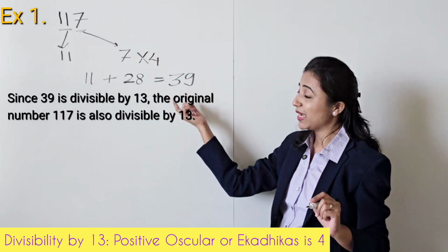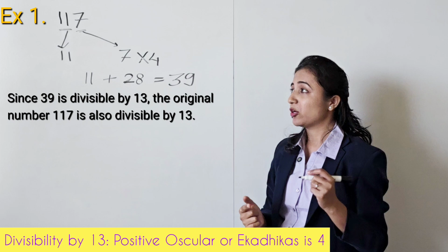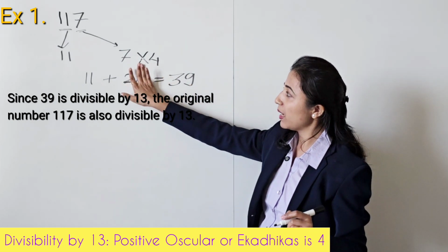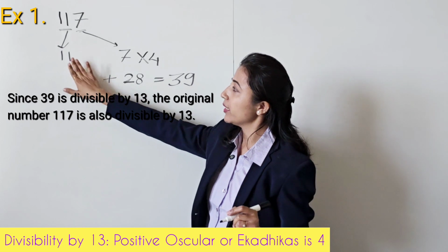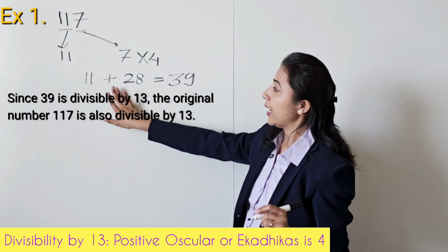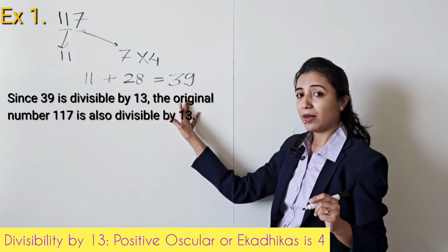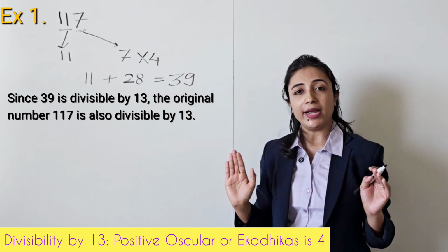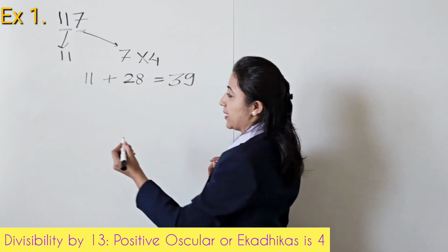Yes. As I am explaining, that's why it takes time. But once you know this trick, you can solve it quickly. So multiply the last number by 4, add that product to the remaining part of the number, and if that answer is divisible by 13, then we can say our original number is divisible by 13. Now see the next example.